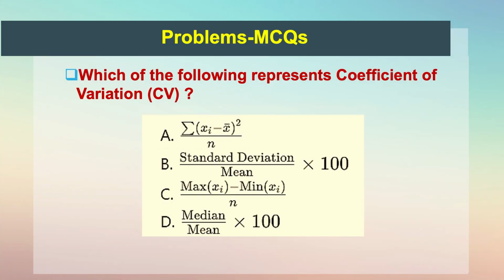Which of the following represents the coefficient of variation? There are certain expressions. Option A stands for sigma (xi minus x bar) square divided by n. Option B: standard deviation divided by mean multiplied by 100. Option C: maximum xi minus minimum xi divided by n. Option D: median divided by mean into 100.